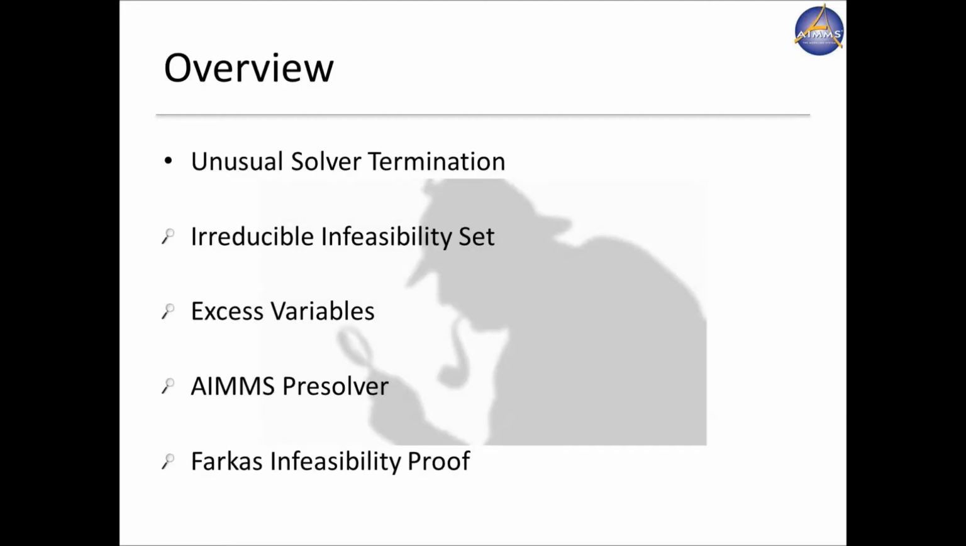This is an overview of this presentation. I will start with saying something about unusual solver termination. That is usually not the cause of an infeasible problem, but it's related, so I want to tell you something about it. After that I will present four tools that can help you detect infeasibilities in your model. The irreducible infeasible set is the first one. Another approach is using access variables. A third approach is using the AIMMS Presolver, and the last approach is the Farkas infeasibility proof, which is a recently added feature of the solvers Cplex and Gurobi.